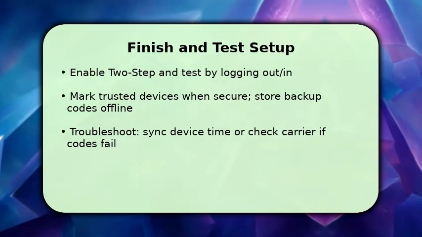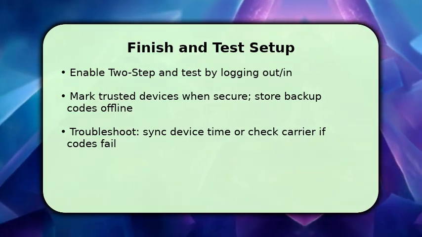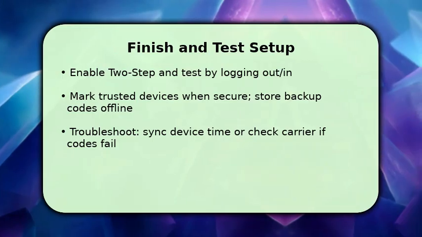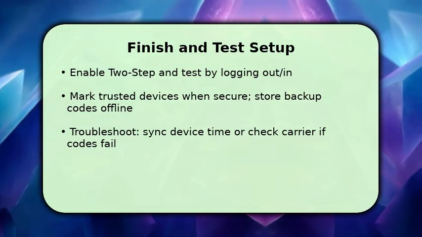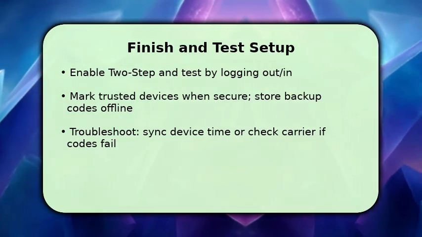If something goes wrong, here's one key tip. Check your Authenticator app's time sync or your phone carrier if you don't get SMS codes. Incorrect device time is the most common issue.